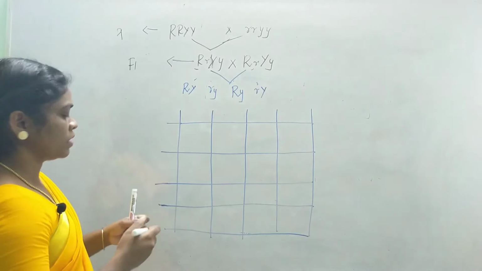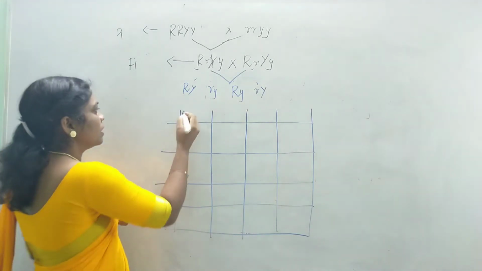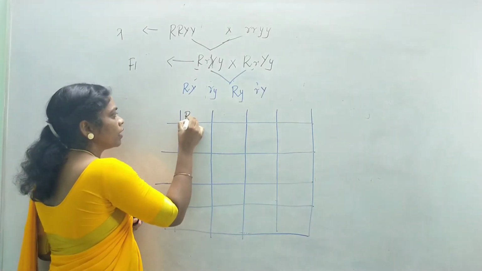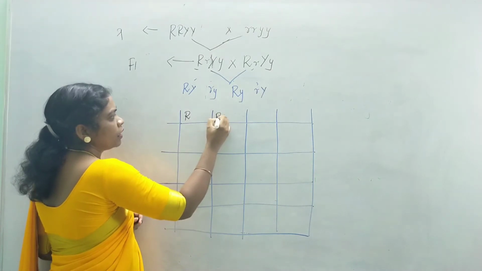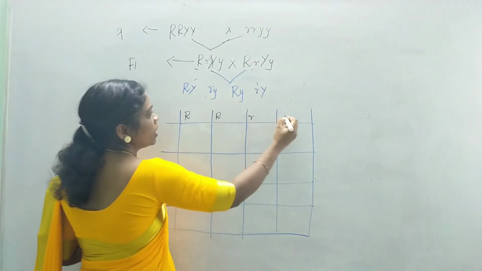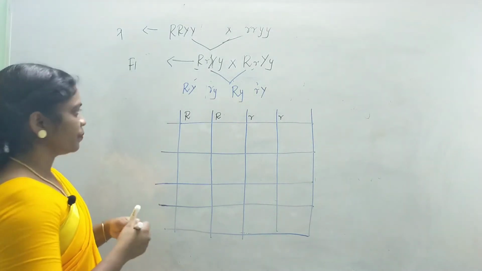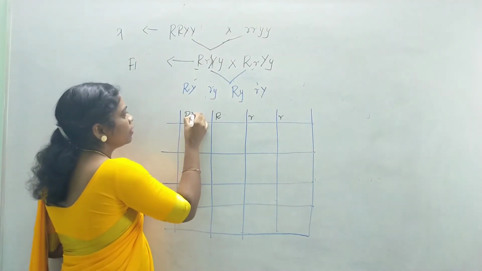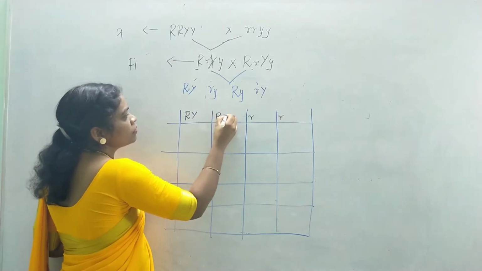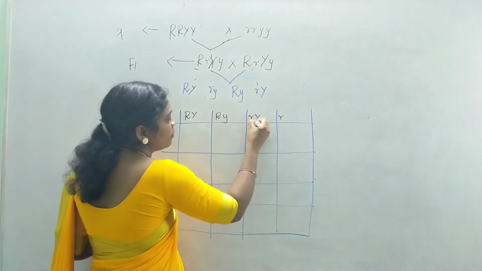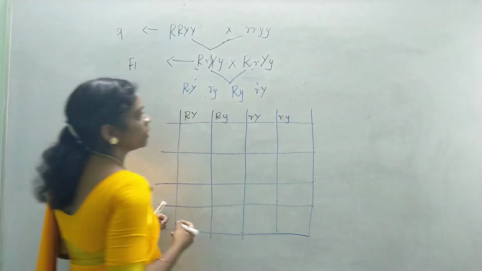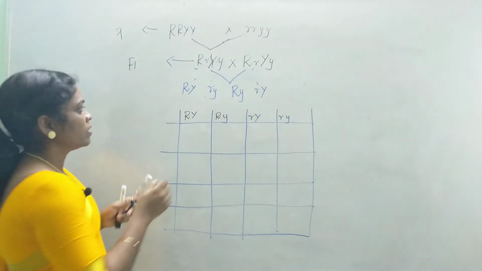Okay, so we'll write the gametes. Remember to write the gametes. Start to write capital R, small r, small r. Okay, then write capital Y, small y, capital Y, small y. Okay, are you able to understand?